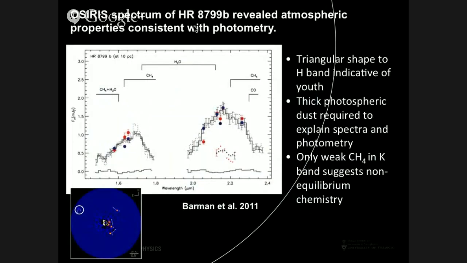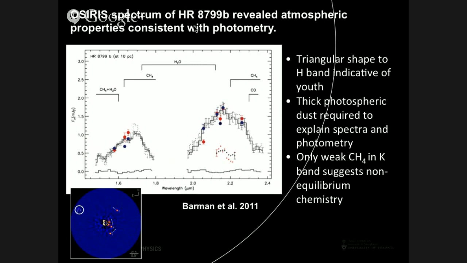So the first work that we published was in 2011. This was led by Travis Barman for HR 8799b. We had good data, but not a lot of data. So OSIRIS's nominal resolution is 4,000, but we had to bin our data to get good signal-to-noise for this particular planet. And this was a good work, I think. So there were a couple of interesting things that we noticed. So here's the spectra. So we had an H-band spectrum here and a K-band spectrum here. The data points are actually photometry to show that the spectrum is roughly consistent with most of the photometry that had been taken.